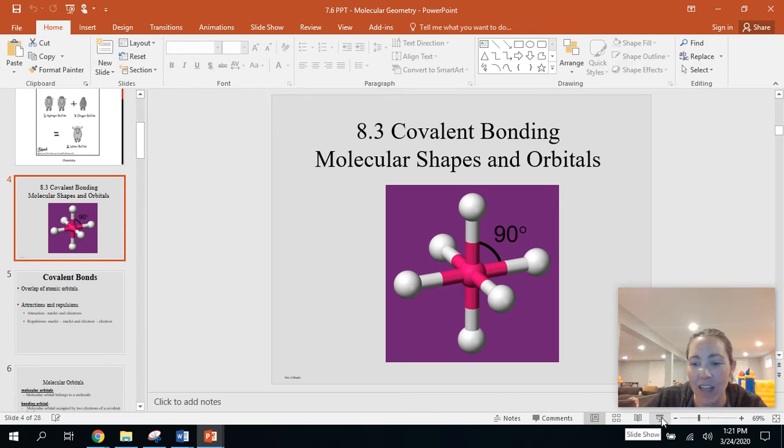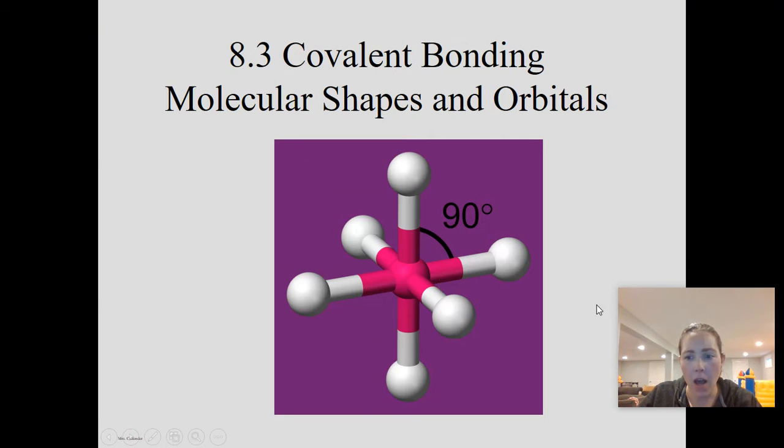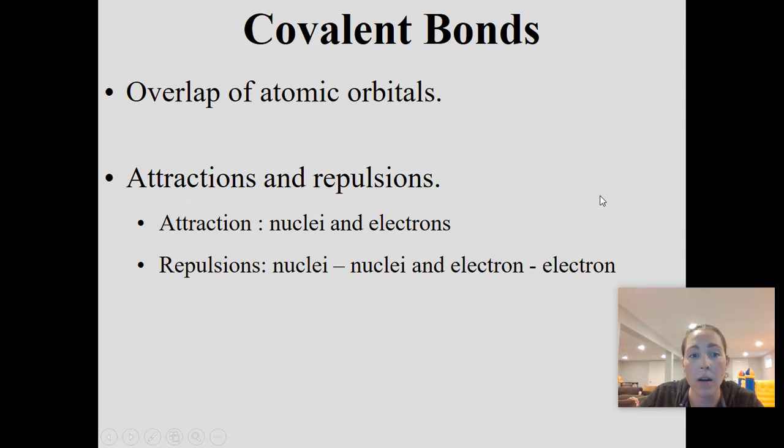Hi guys. So this is my quick video. I'm going to talk kind of fast, so feel free to pause and rewind if you miss anything. This is note 7.6, molecular geometry. It's really the next thing after Lewis dot structures, covalent Lewis dot structures. So I'm just going to go through the PowerPoint and say what's important here.